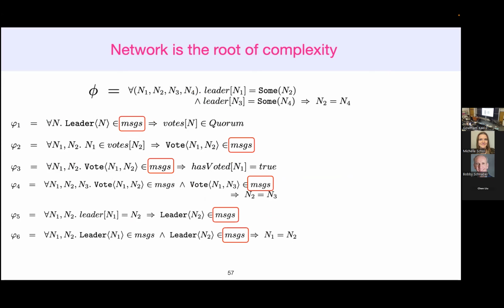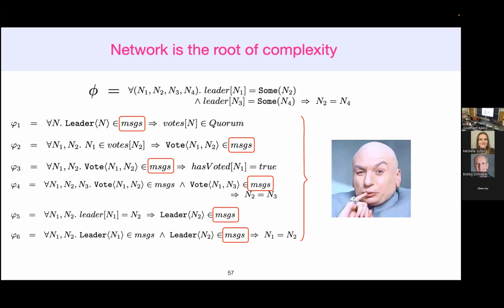Well, if you go back and look at all the invariants that we have written, the key thing in all of them is this thing called MSGS, which is basically a set of messages, right? So what we are effectively doing is reasoning about what the network contains. What messages have we sent? What are we going to send? If this message exists, then should this other message exist or not? And so on and so forth, right? So the complexity actually comes from the network. The network is the root of all complexity here, right? If only we can avoid thinking about the network, then much of the complexity will go away, right? That's the intuition.